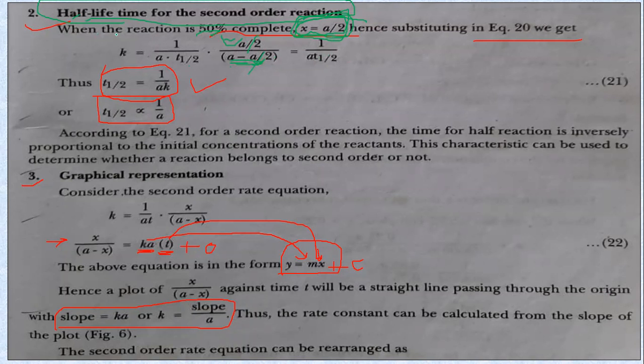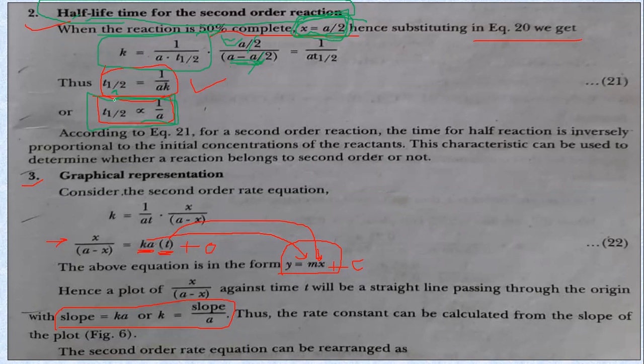Therefore, this will be the equation for K. From that we can find out T1/2. T1/2 is equal to 1 upon A into K. Here also, T1/2 is inversely proportional to the concentration of reactant. Now we'll see the graphical representation.